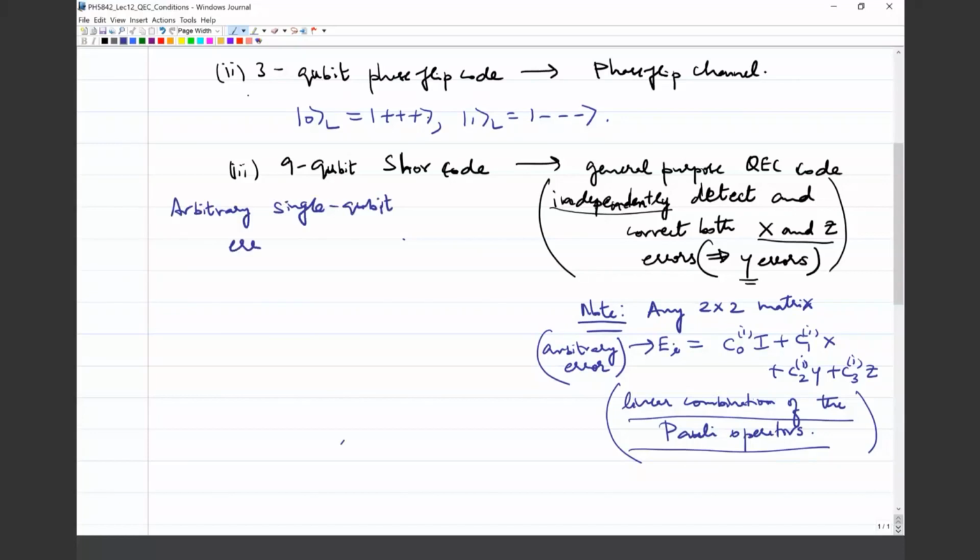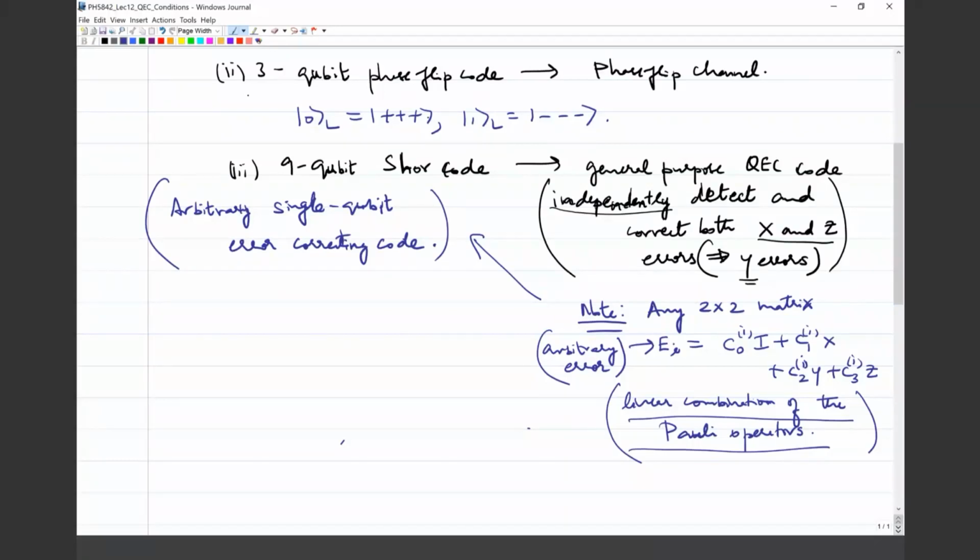Because remember, this can only distinguish perfectly the single qubit X and Z errors. It cannot perfectly distinguish 2 qubit X or 2 qubit Z because then there is an overlap between the errored states, right? We saw this last time. So it can only independently detect and correct X and Z, but single qubit, right?